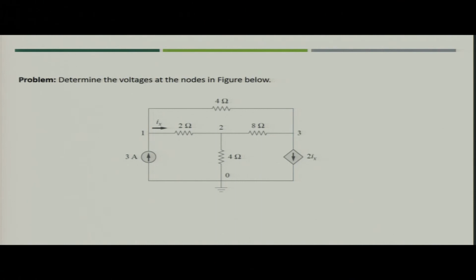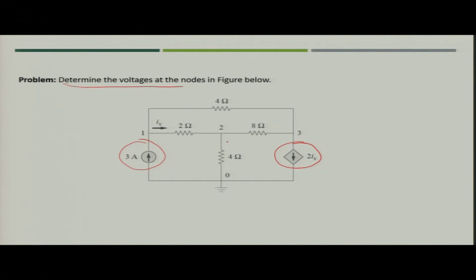Now, let us take another example. In this case, the node voltage needs to be determined, but here the sources are, one is an independent current source and the second is a dependent current source. So, when you have dependent and independent current sources, how will you solve the circuit? You will follow the same procedure that we did in the previous example.